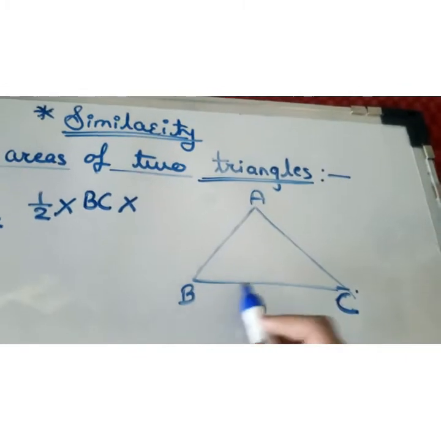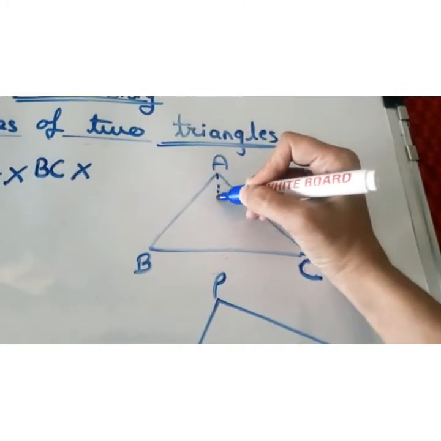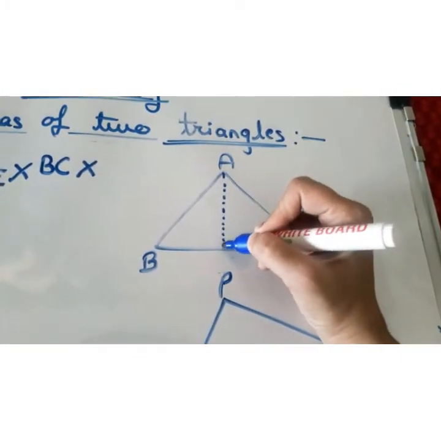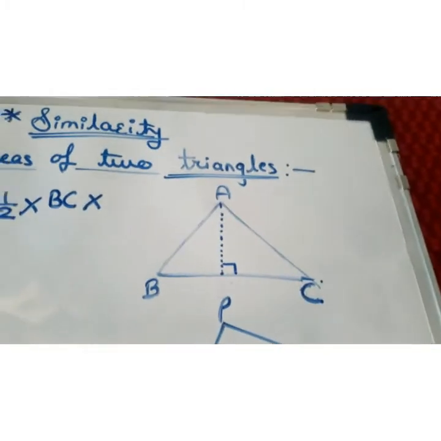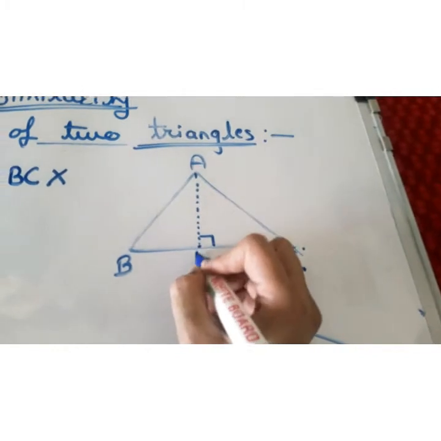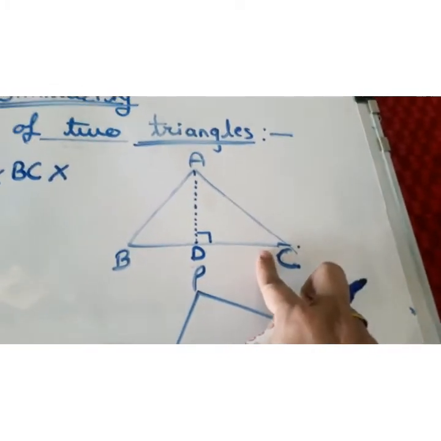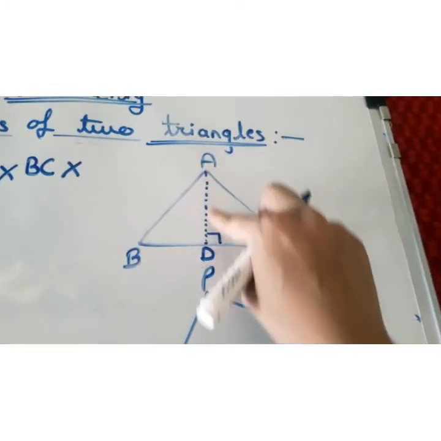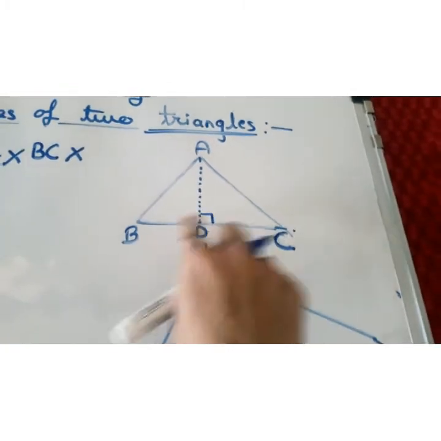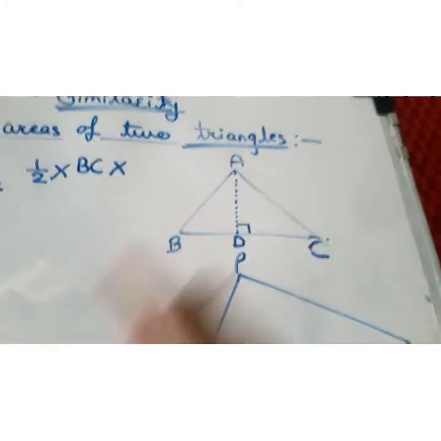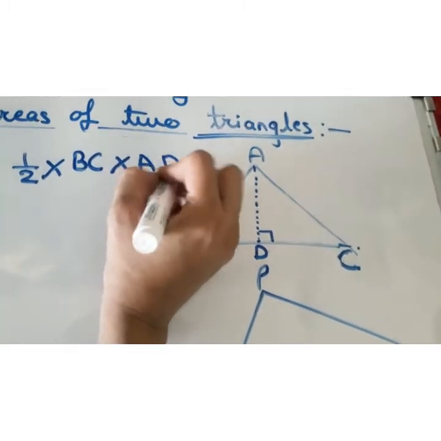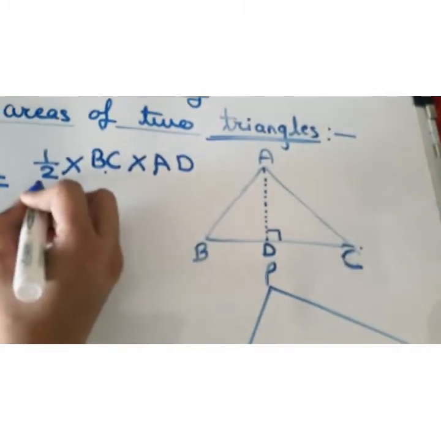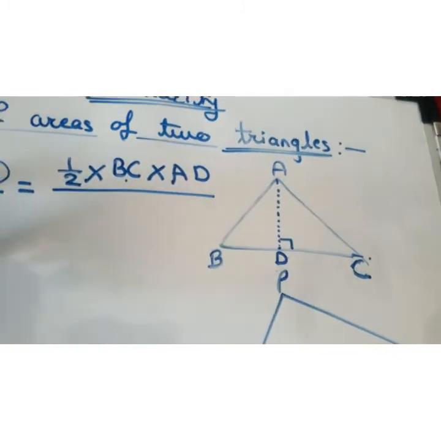Next is the height. Height is a perpendicular segment drawn to the base, and it is called the height of that particular triangle. Look here, this AD is perpendicular to BC. Perpendicular means it forms a 90-degree angle with the base. So this is the height of triangle ABC. So half BC into AD, that is half base into height, is the area of triangle ABC.